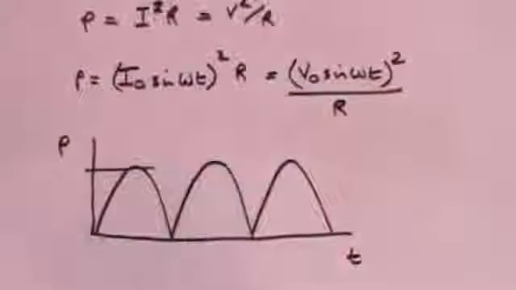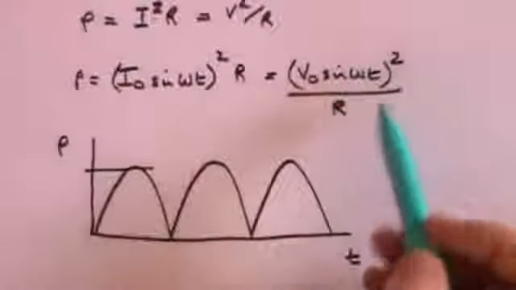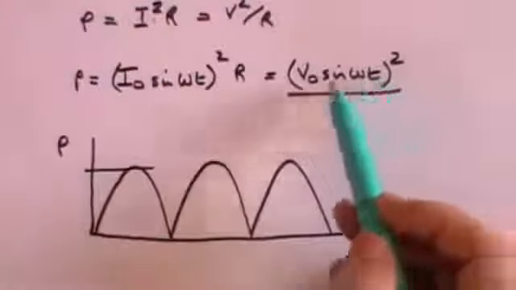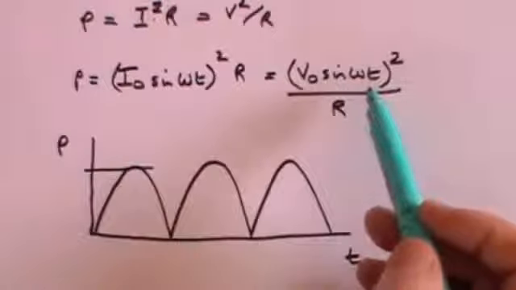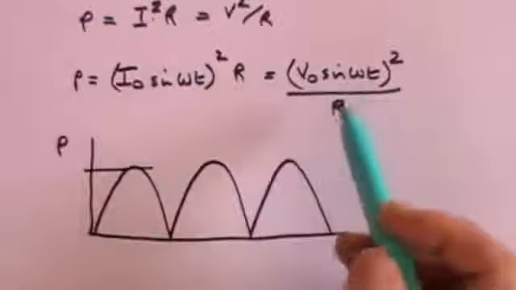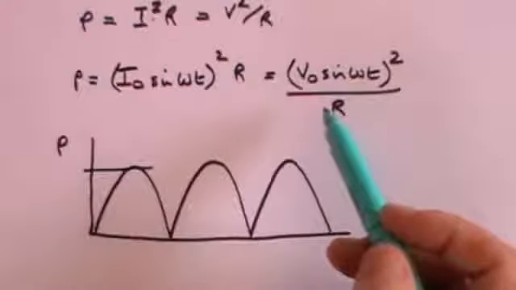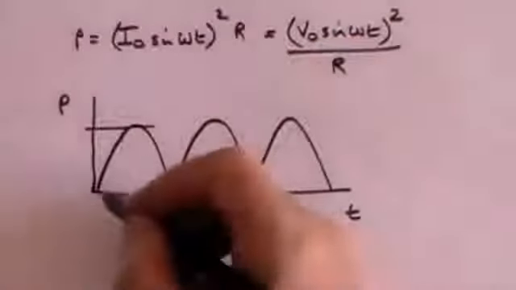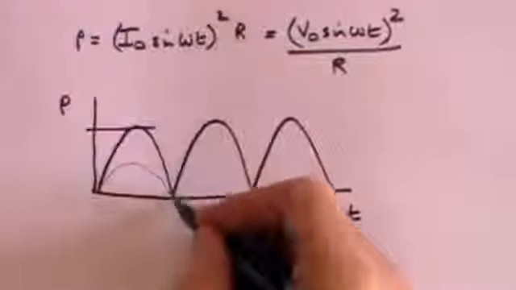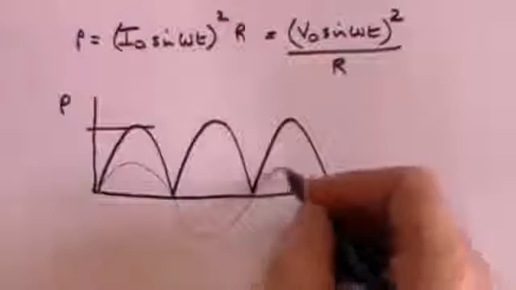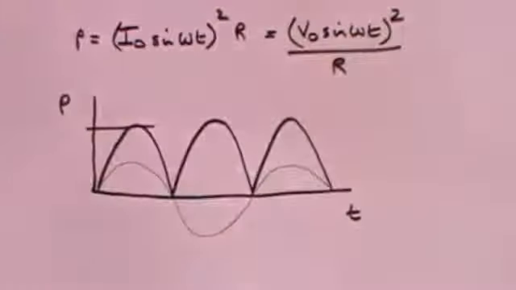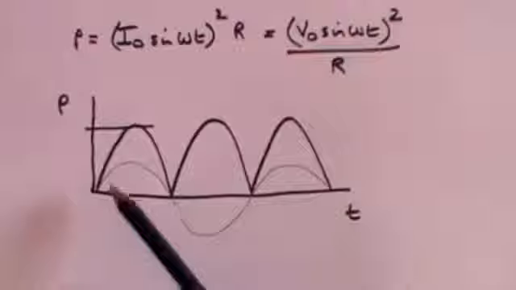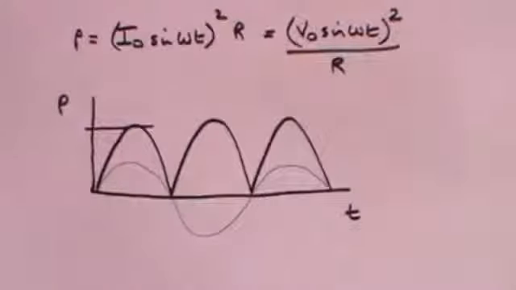Then the maximum power will be I naught squared R, or if you like, V naught squared over R, when sine omega t is 1, or minus 1, because minus 1 squared is still 1. You're going to get the maximum power in each case. So just to remind you, the voltage is probably going to look something like that. But when you square it, you're always going to get a positive term.